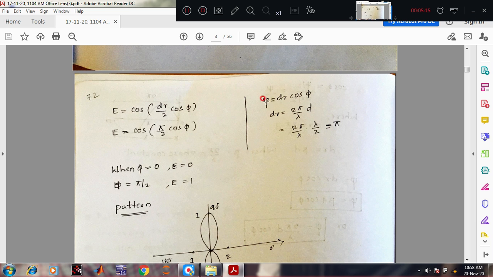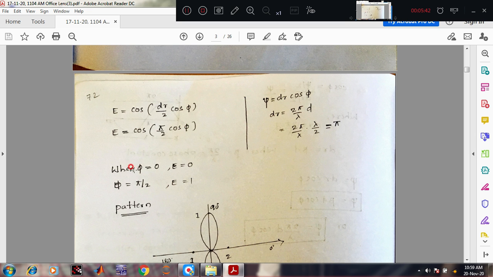So we know that psi will be what? dr cos phi. Therefore dr will be 2 pi by lambda into d. 2 pi by lambda as it is. d is lambda by 2, the distance between the two observation points. So lambda will get cancelled, 2 and 2 will get cancelled. The answer will be pi. So in the place of dr, we should substitute pi. Therefore E will be cos pi by 2 cos phi.